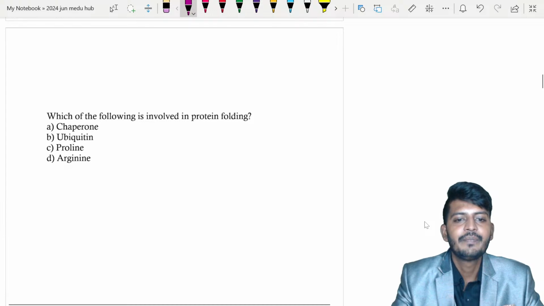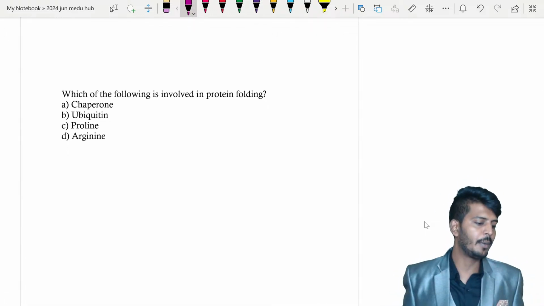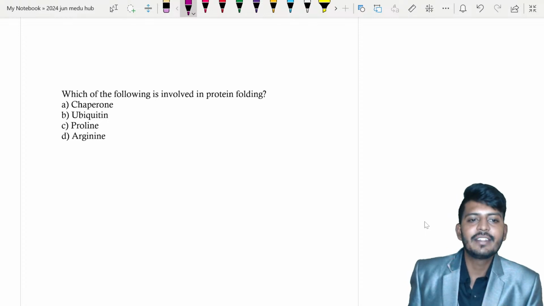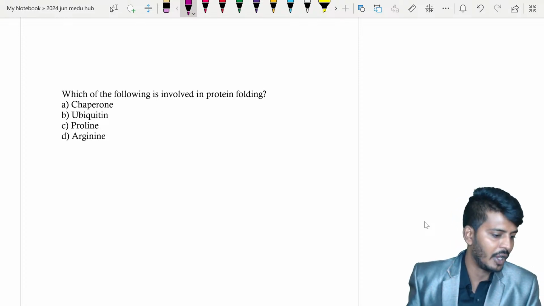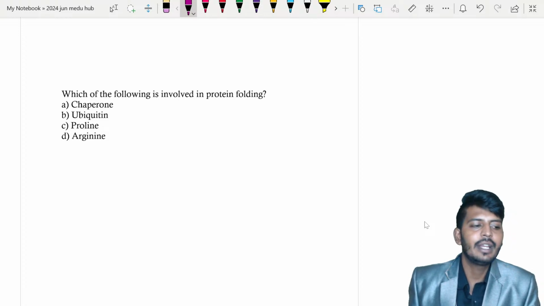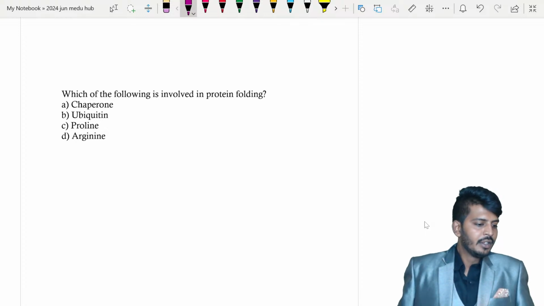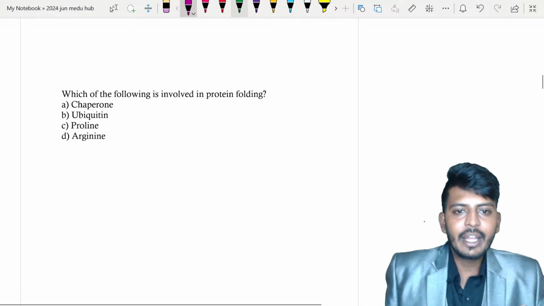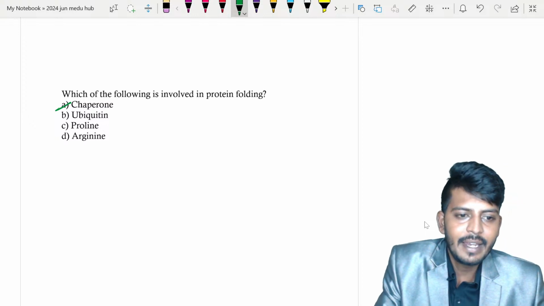Let's move ahead. Which of the following is involved in protein folding? Tell me the answer. The options are chaperone, ubiquitin, proline, and arginine. Come on, quickly tell me the answer. Very good answer. What is needed for protein folding? Chaperones. It is chaperone.